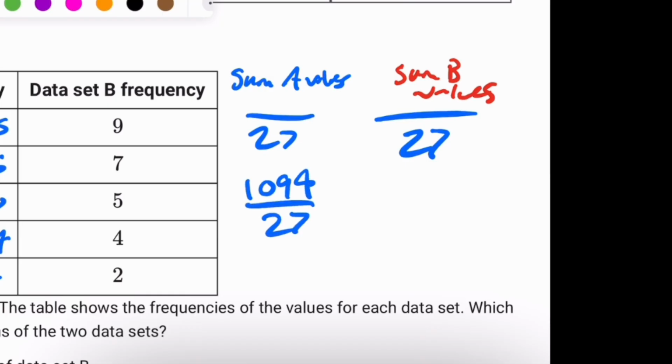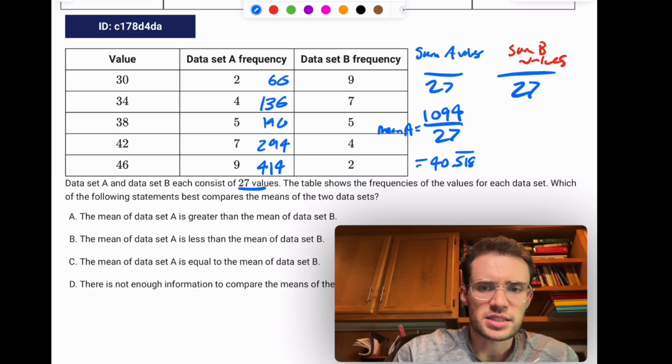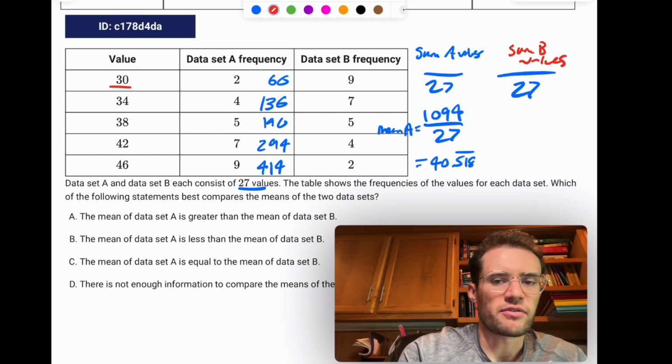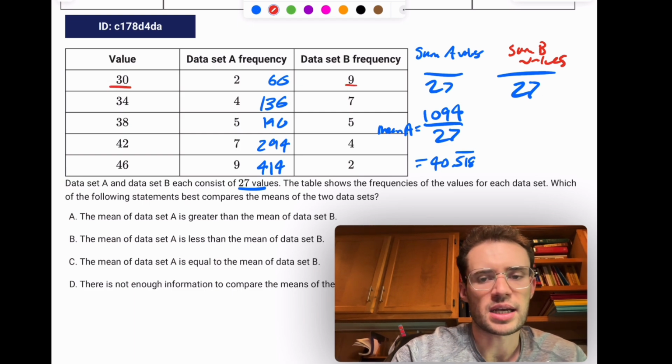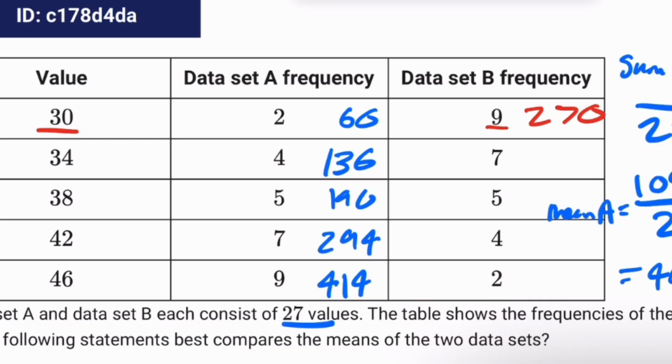We're dividing that by 27 to find the mean. And that is equal to 40.518518, so like that. Then we've got this next one. So same thing, we're multiplying the value by the frequency of that value. So 30 times 9 would give us 270. 34 times 7, that gives us 238.